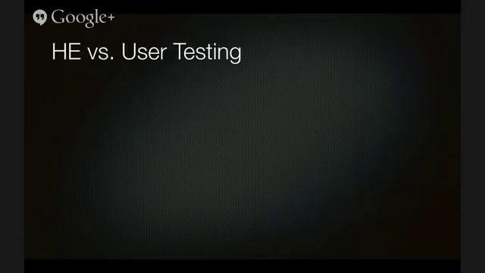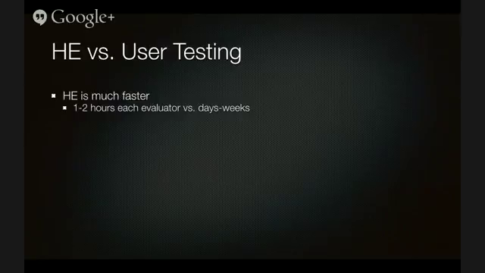All right, so heuristic evaluation versus user testing. Heuristic evaluation is much faster. We're talking about 1 to 2 hours for each evaluator, an afternoon, something like that, versus days and weeks. Real user testing is seriously like a month and a half sort of project, depending on where you are in your iterative cycle. Paper prototype user testing is maybe a week. Testing a fully fledged product with industrial design around it is going to be a good month-long project.